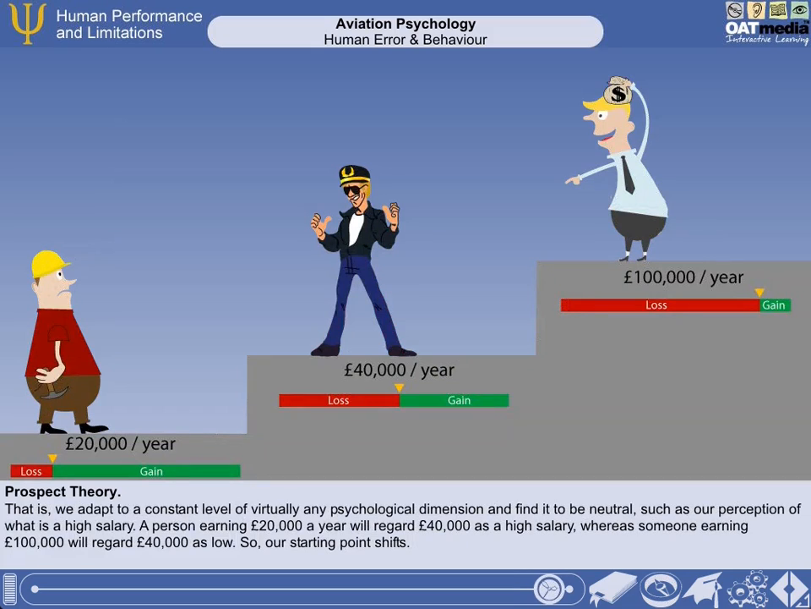That is, we adapt to a constant level of virtually any psychological dimension and find it to be neutral, such as our perception of what is a high salary. A person earning £20,000 a year will regard £40,000 as a high salary, whereas someone earning £100,000 will regard £40,000 as low. So, our starting point shifts.